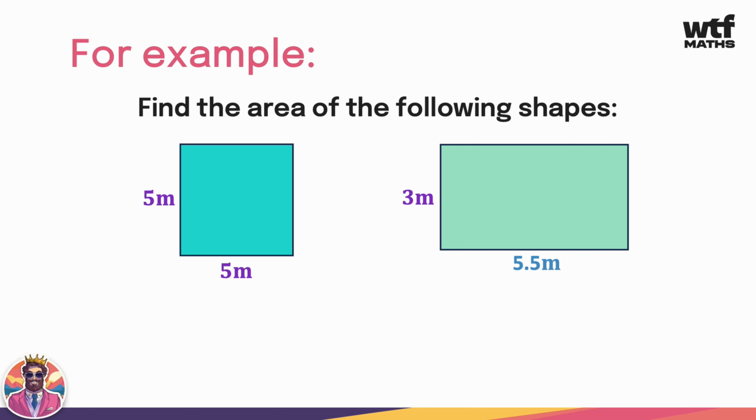So the shape on the left is a square. So the square formula is area is length squared. So area is 5 squared. 5 times itself is 25. So the area of the shape is 25 meters squared.